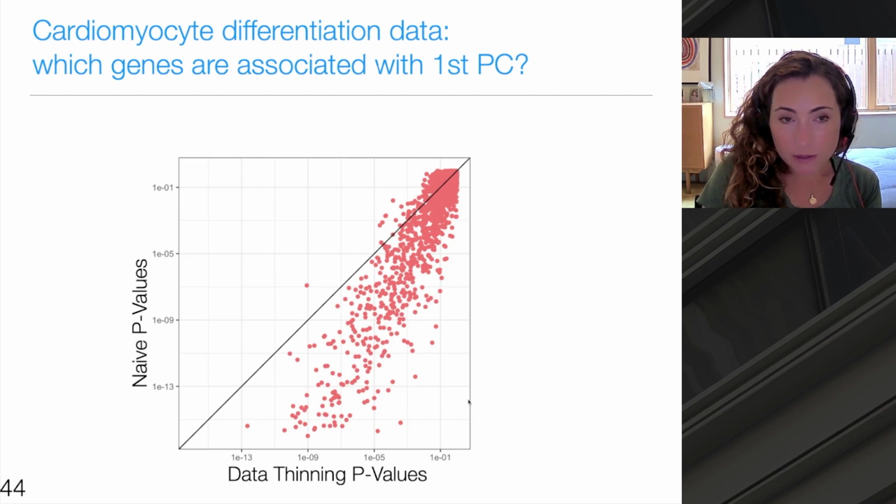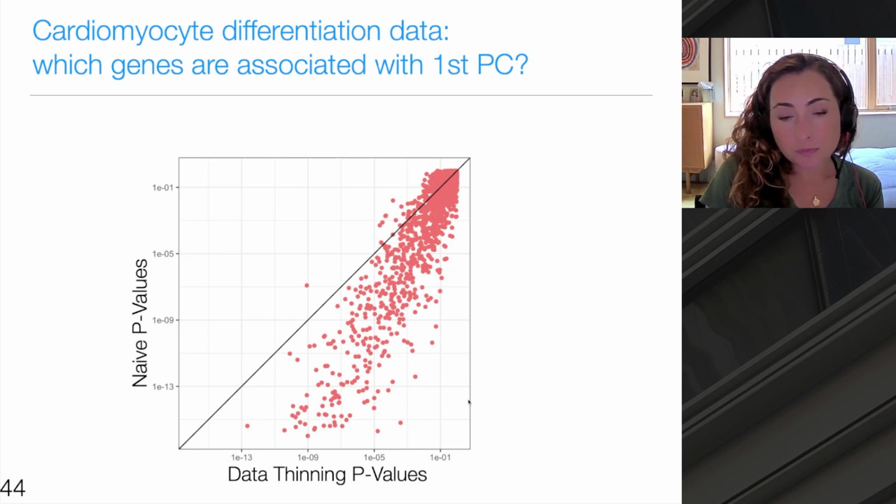And that's really important because I believe that there are a lot of genes that are associated with this first principal component. So if data thinning took away my power to identify the genes that are associated with this first principal component, then that would be really bad. So what this is saying is that there's a lot of small p-values using either data thinning or the naive approach. So I haven't lost too much power. Although as you'd expect, the data thinning p-values tend to be a little bit bigger than the naive p-values, which makes sense because data thinning is not overstating the level of association, because it's successfully used an independent training and test set.